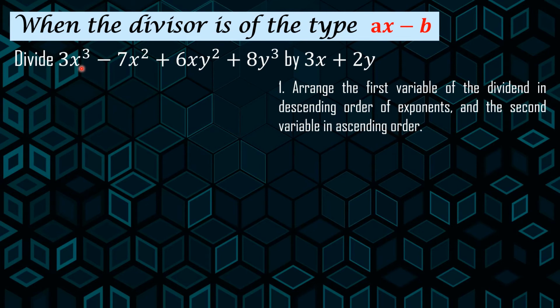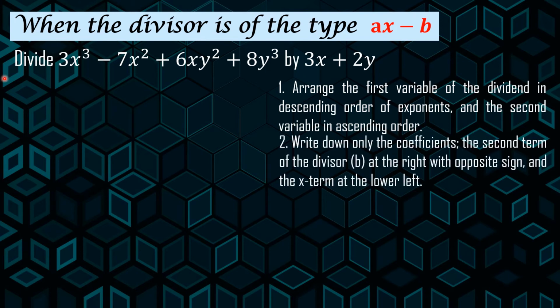Again, first variable, the exponents must be from highest to lowest or 3, 2, 1. The second variable, the exponents must be arranged in increasing or from lowest to highest. So, since walang y lamang dito, so, ang lowest is 2. So, 2, 3. Ayan, naka-arrange na ang exponents ng x and y. So, we have the given divisor 3x plus 2y.